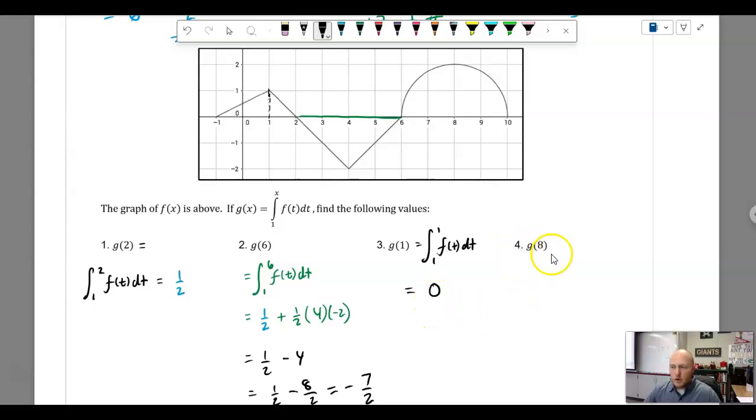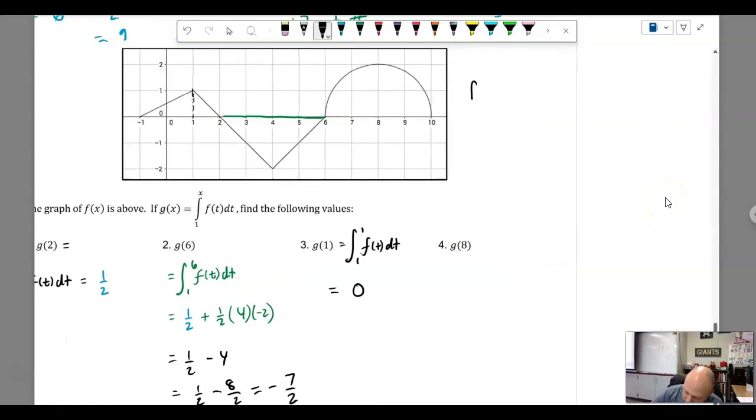Okay, number 4. Go ahead and maybe write this too. This is an important property: the integral from a to a of f of t dt equals 0. So if those are ever the same, it's 0. Number 4. I want you guys to find what is g of 8. Pause me, and then we'll check the answer here.